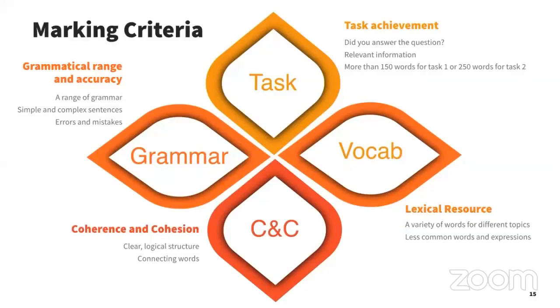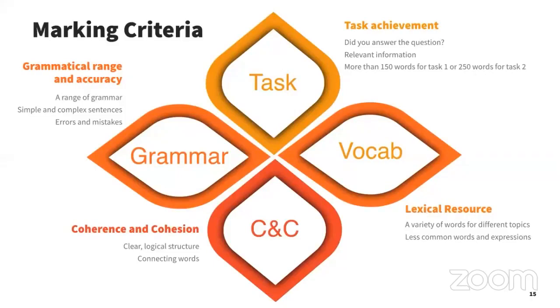First one, task achievement. This basically means, did you answer the question? So make sure that you're always covering every part of the question. You've always included everything that you need to. And all the information should be relevant. Don't start talking about some other topic or changing subject. And this is where your word count becomes important. So you must have more than 150 words for task 1 and more than 250 words for task 2. So this is your task achievement.